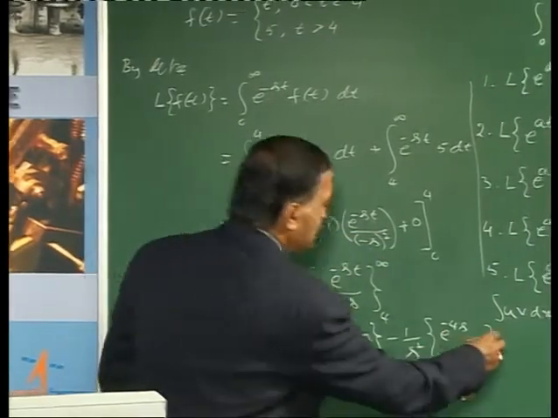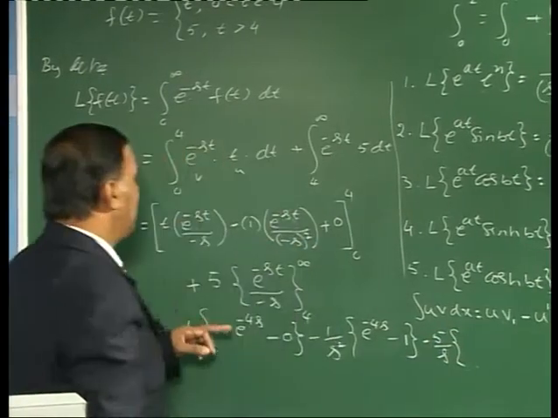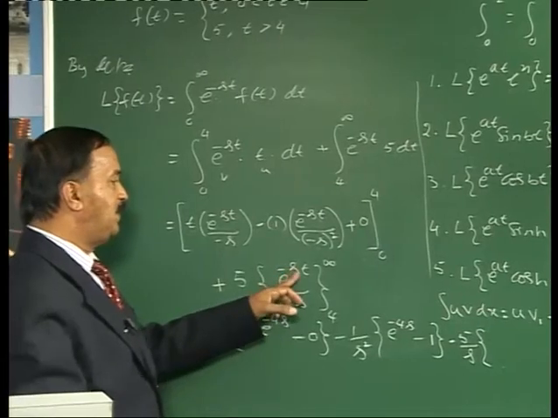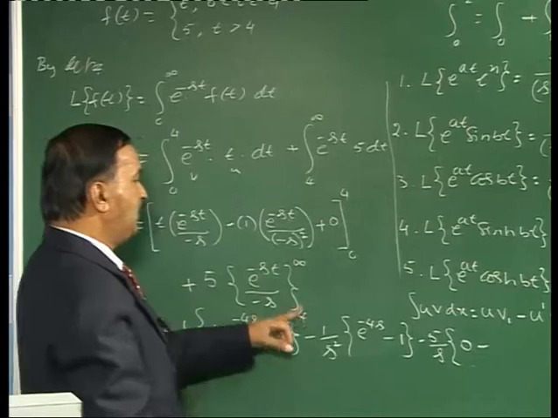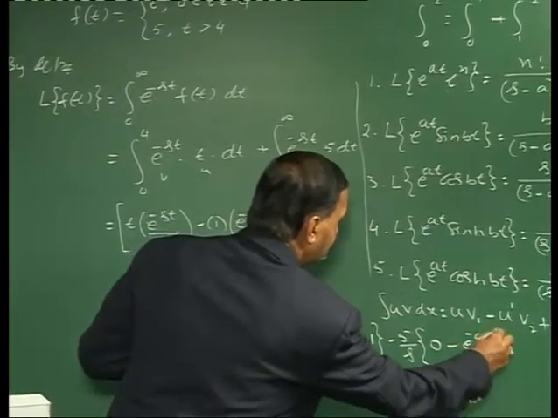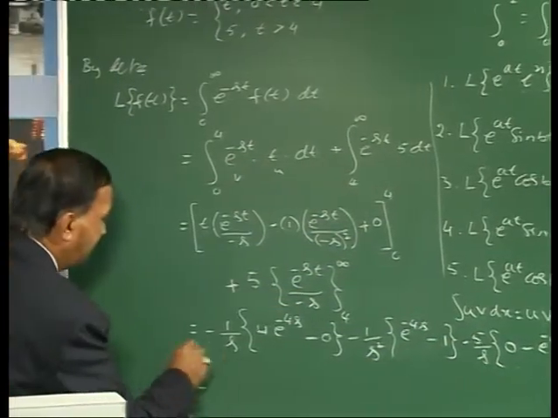Minus 5 by s into, put t is equal to infinity here, e to the power of minus infinity is 0, minus, put t equal to 4, e to the power of minus 4 s.